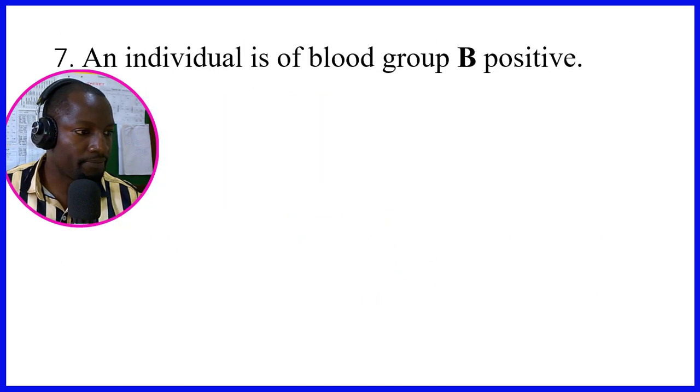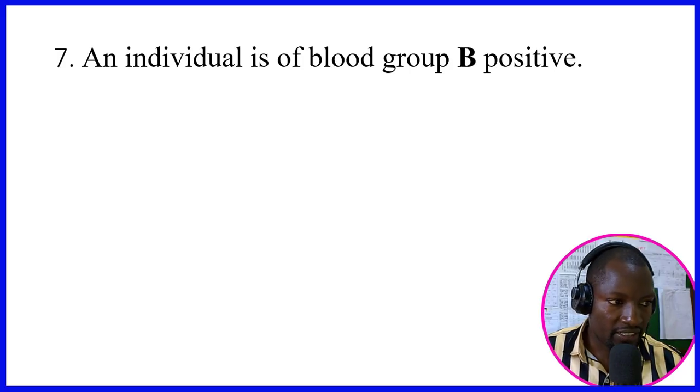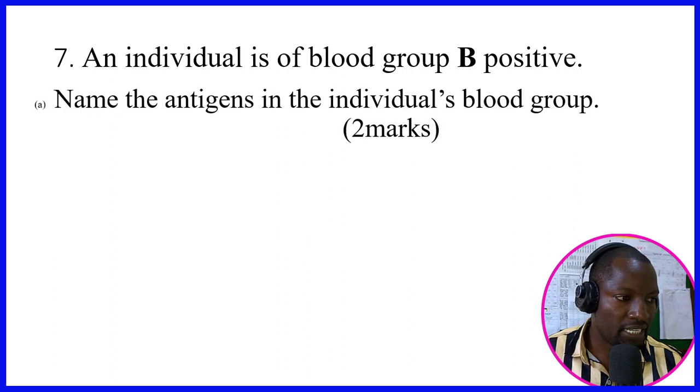Number 7. An individual is of blood group B positive. Question number 1. Name the antigens in the individual's blood group.